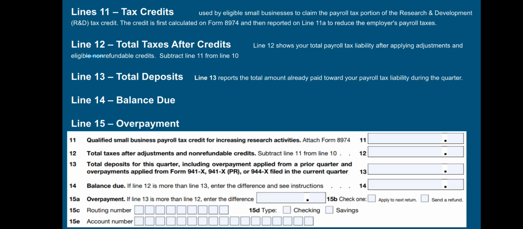But there are many limitations which we can discuss further in another video which I'll prepare. But currently, whatever you spend on R&D, searching on new products, you can send to your accountant, get it studied, and then you will get some credit, and that credit will be mentioned on Form 8974. All the calculation will be mentioned in the 8974 form.